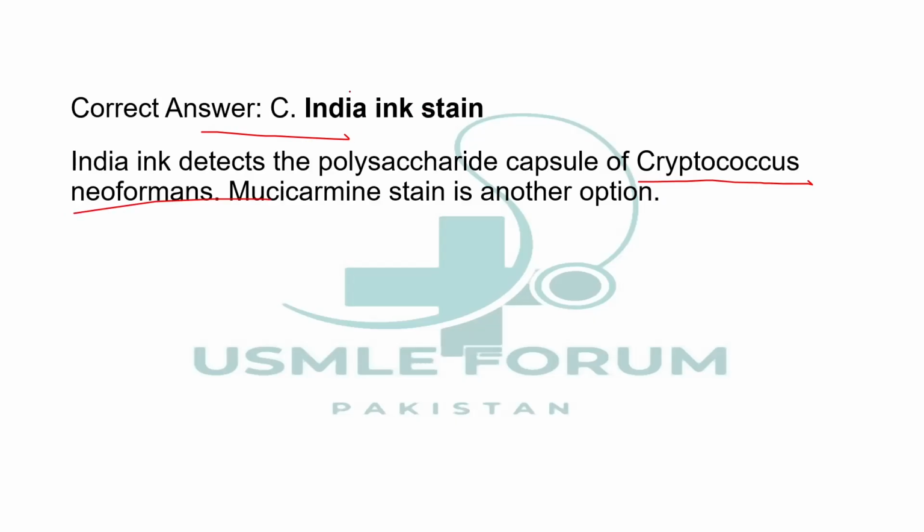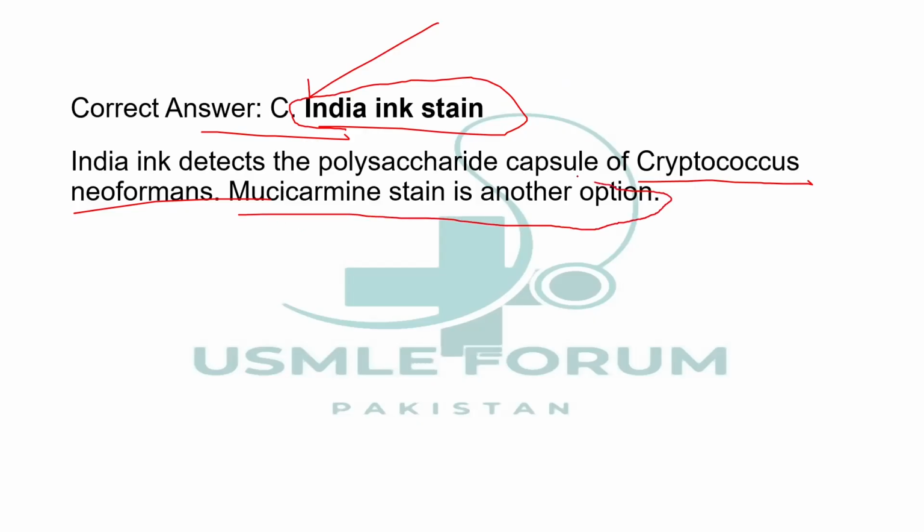Right, so it basically has this main stain which is known as Indian ink stain. And mucicarmine stain is another option. You need to remember both of them because both of them are asked in the questions. Indian ink stain is very important. This is very high yield. This is pathognomonic for Cryptococcus neoformans. And mucicarmine stain is also important. You need to remember this.